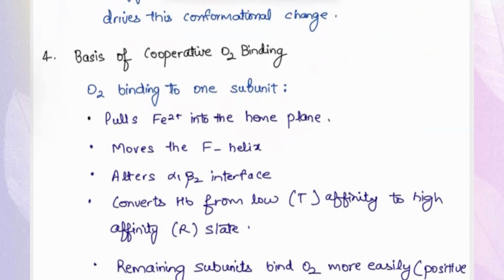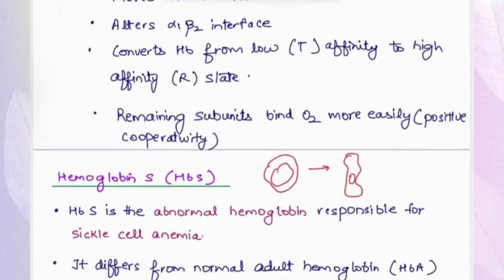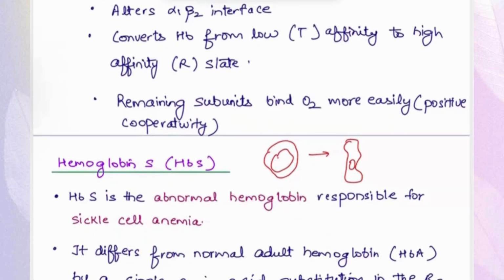Next is the basis of cooperative oxygen binding. Oxygen binding to one subunit pulls Fe2+ into the heme plane, moves the F helix, alters the alpha-1 beta-2 interface, and converts hemoglobin from the low affinity T state to the high affinity R state, and remaining subunits bind oxygen more easily, which is called positive cooperativity.